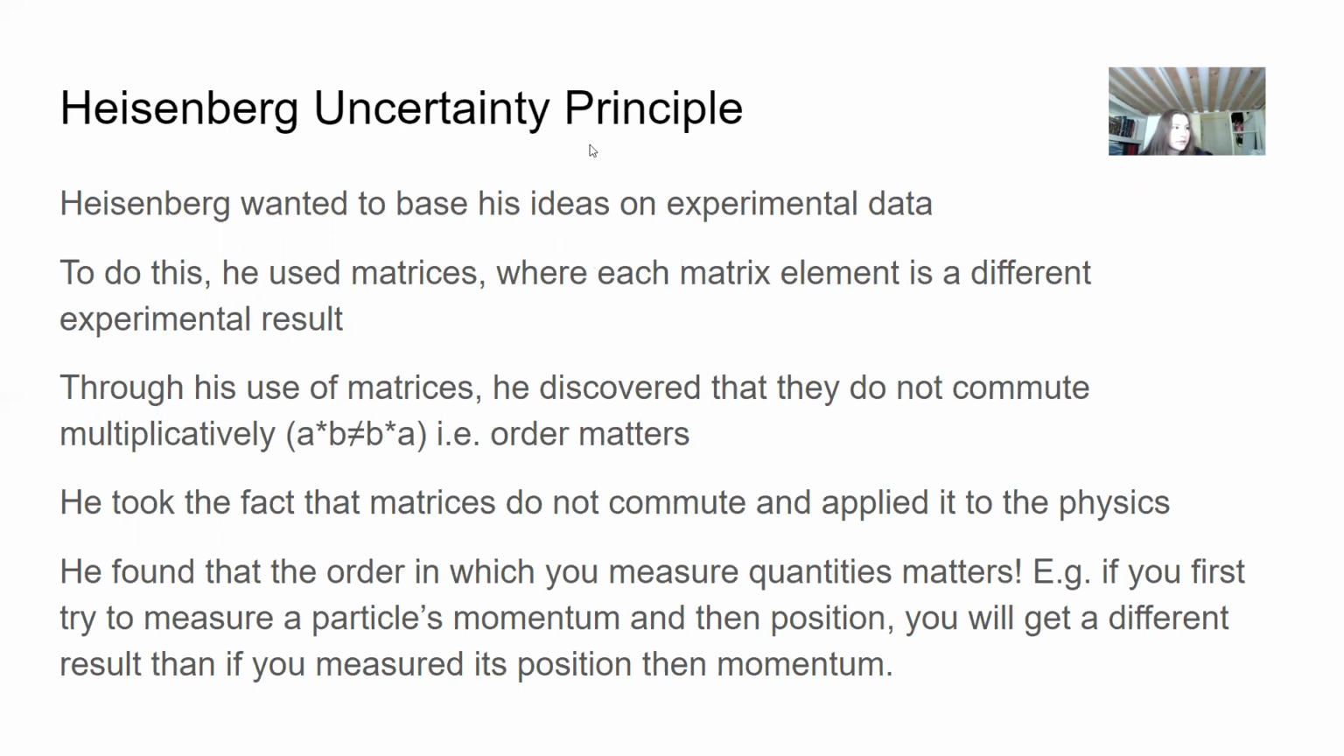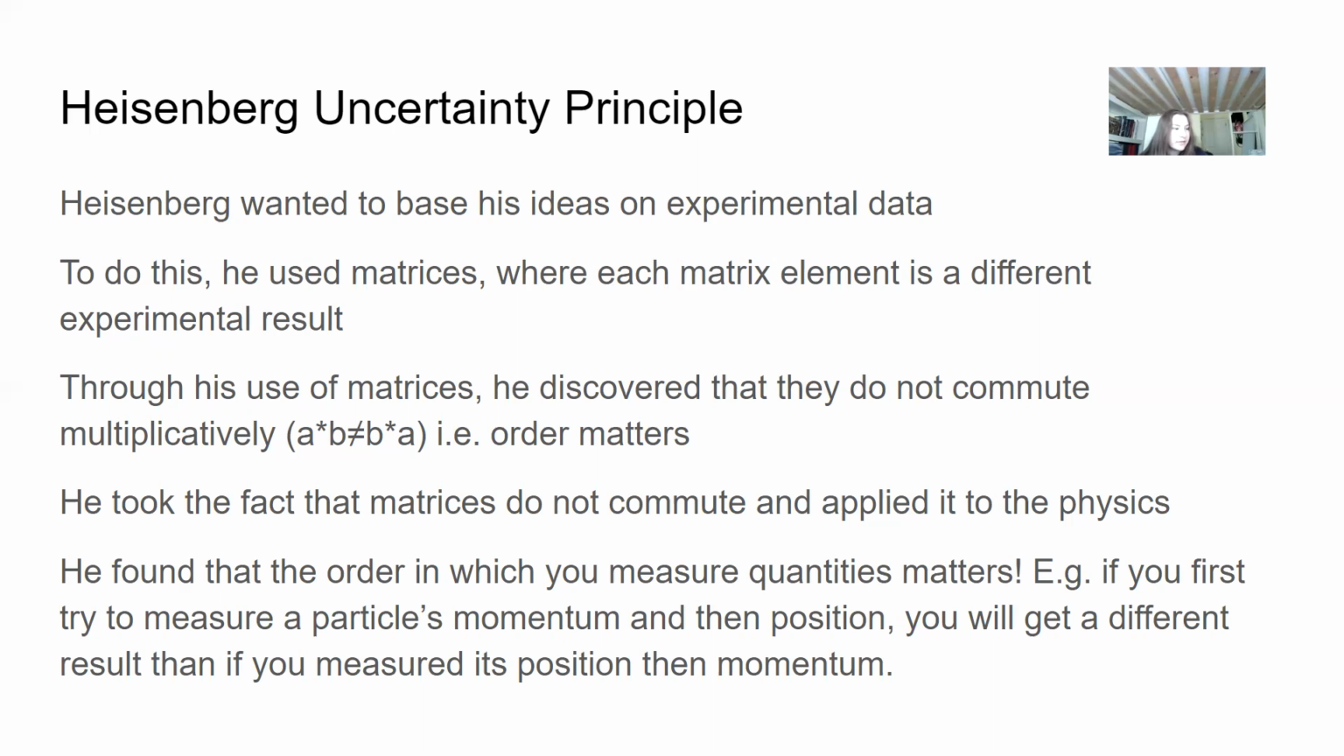So the Heisenberg uncertainty principle. Heisenberg, a physicist from the 1920s-ish, wanted to base his ideas on experimental data. To represent his data, he used matrices where each matrix element is a different experimental result. Through his use of matrices, he realized that they do not commute multiplicatively. So A times B is not the same as B times A. Order matters.